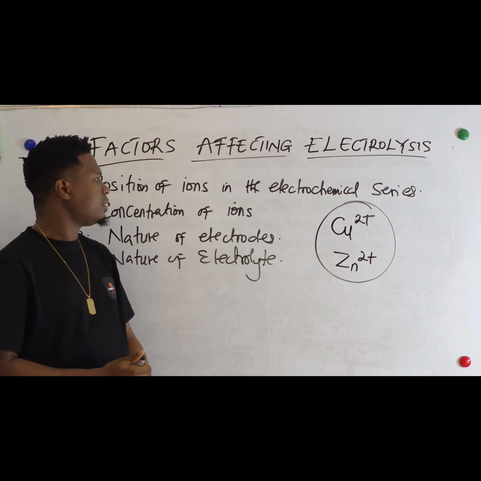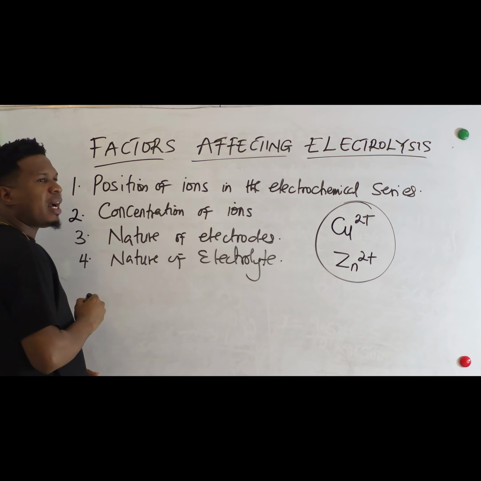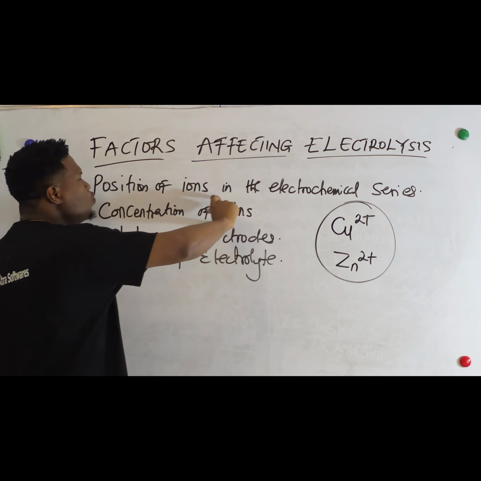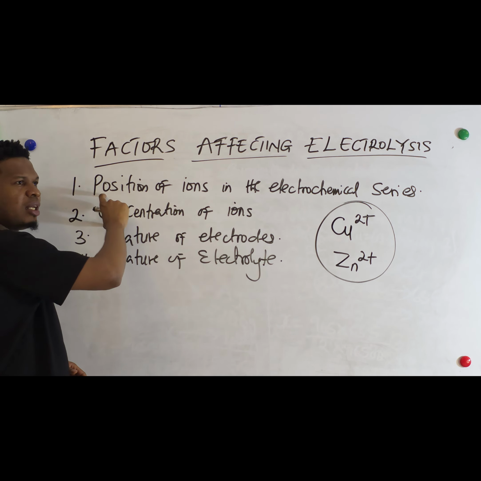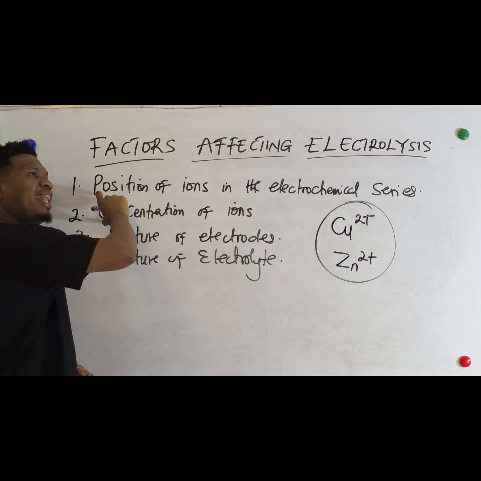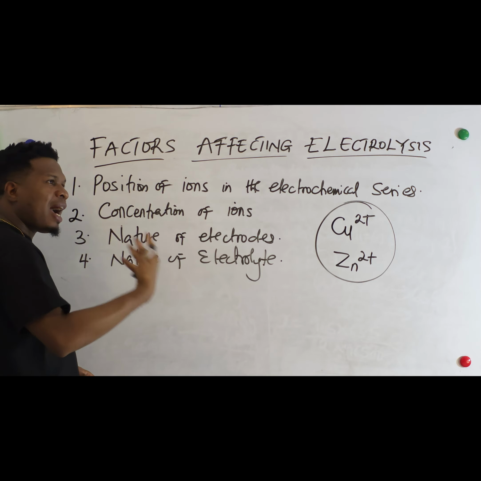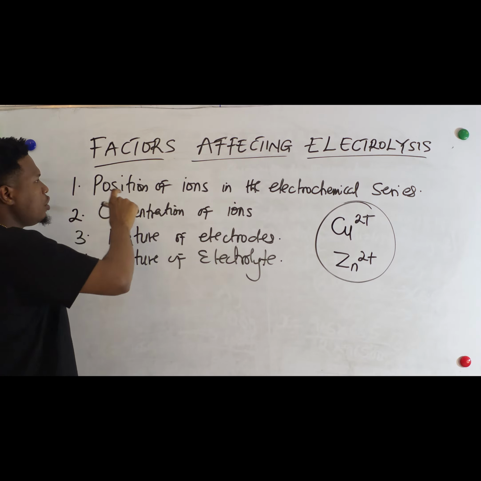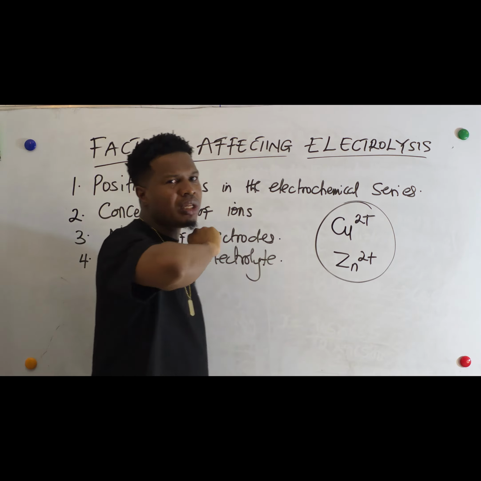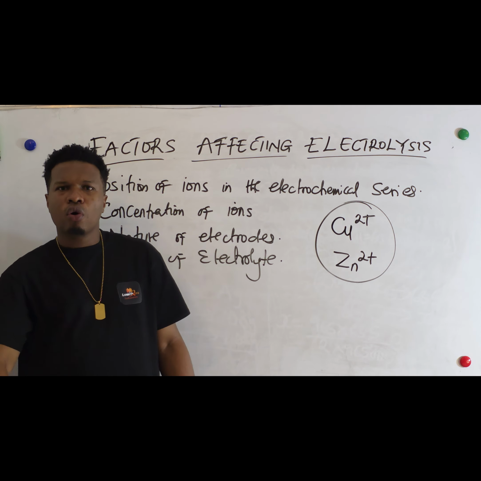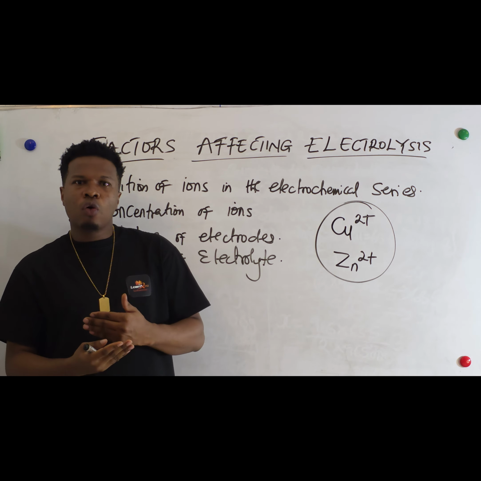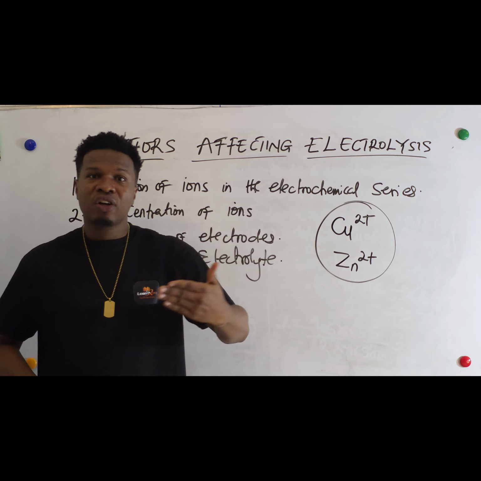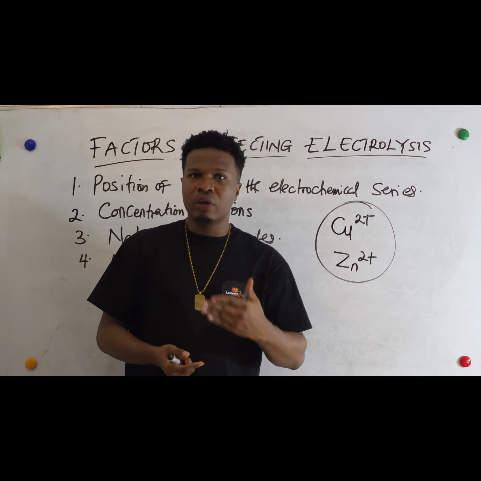Now the next one is the concentration of the ion. This concentration will also determine which one will be electrolyzed. The higher the concentration, the more likely the ion is to be discharged or electrolyzed. If the concentration is too low, then the one that is low will likely not discharge. The one that will discharge is the one that has a high concentration. So concentration plays a crucial role in electrolysis.